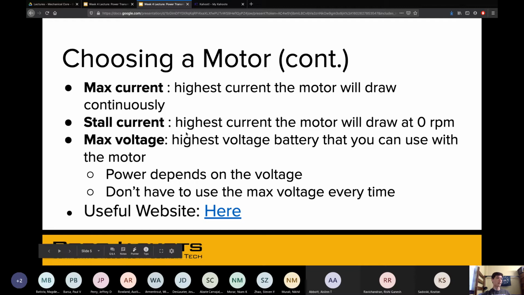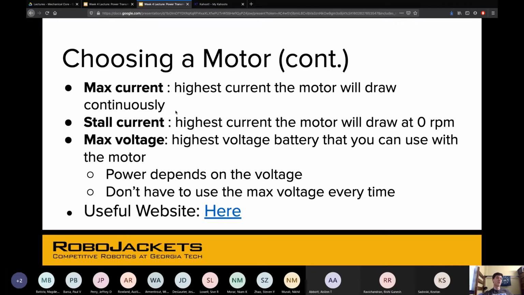Speaking of current, we've got the max current and stall current. So again, if you've taken any kind of circuits course before, you'll know that motors would act as a resistor. So even if it's part of the system and not doing anything, it's going to be drawing some kind of current. So that's what stall current would be. If it's not running, it's still drawing a little bit of current. However, when it's running a lot, it's going to draw more current. So these are other things to look at that you might want to consider.